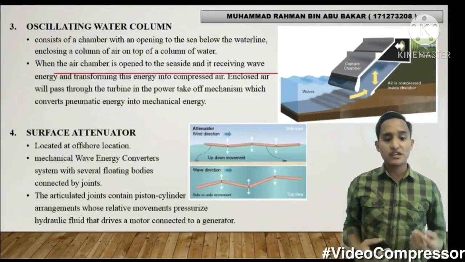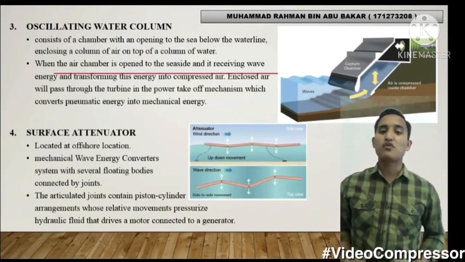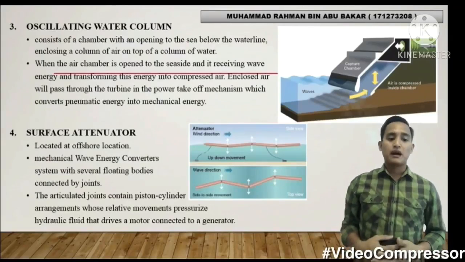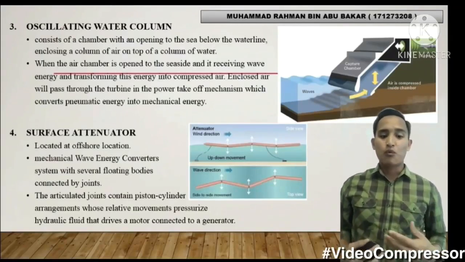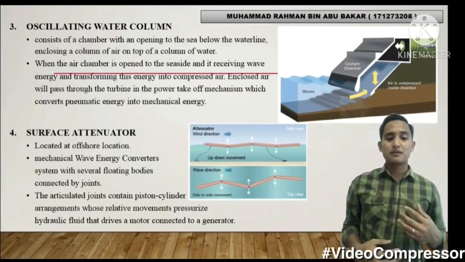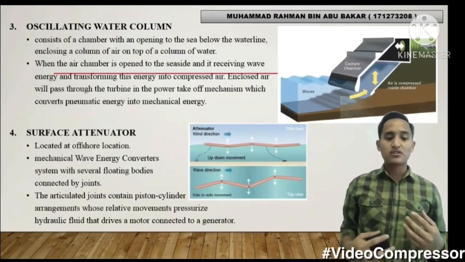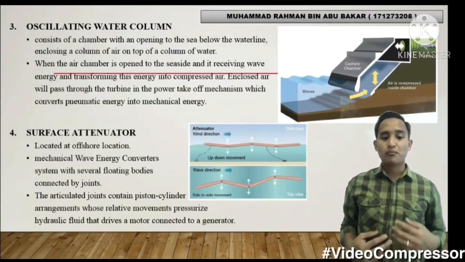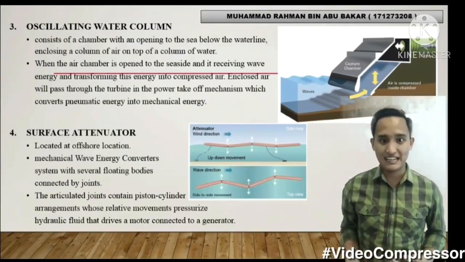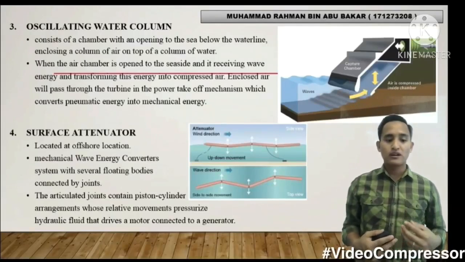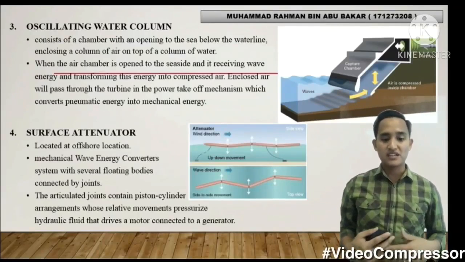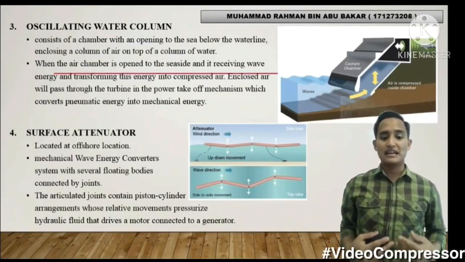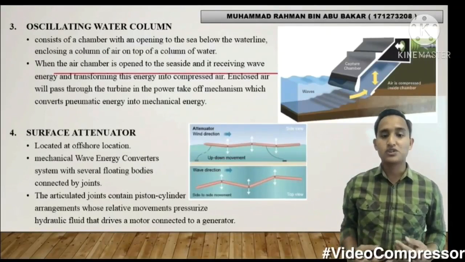Number 4 is the surface alternator. The last one is located at an offshore station. Mechanically, the wave energy conversion system has several floating bodies connected by joints. The articulated joints contain a piston cylinder arrangement with relative movement and pressurized hydraulic fluid that drives a motor connected to a generator. That's all for me.